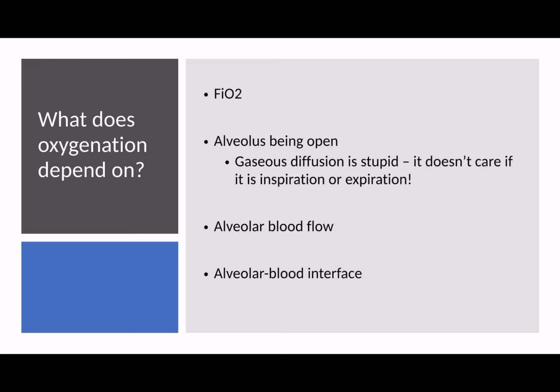And I say it again, gaseous diffusion is stupid. It doesn't care whether you're in inspiration or expiration. All it cares about is the concentration gradient. So if you have a high fractional inspired concentration of oxygen in the alveolus, if you keep that alveolus open for 100% of the respiratory cycle, you are continuously going to get oxygen diffusing into the blood. If you've only got that alveolus open for 50% of the time, then you're only going to get oxygen diffusion for 50% of the time. And therefore, you're halving the amount of oxygen that you're actually getting into the blood.